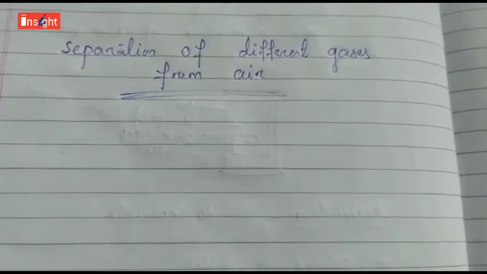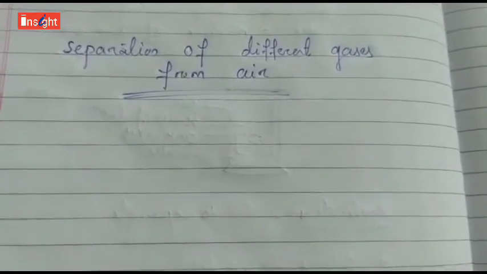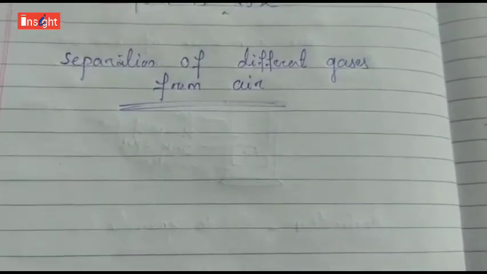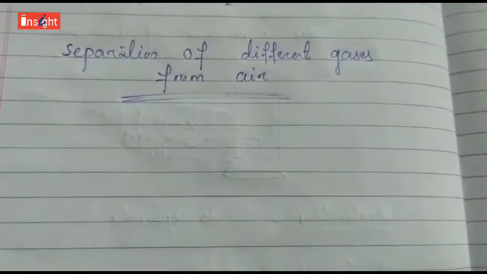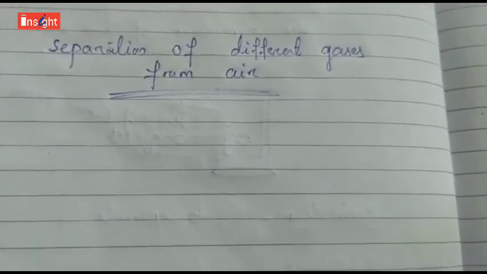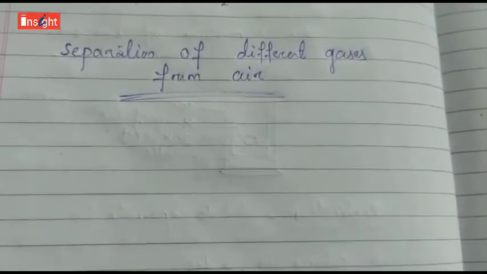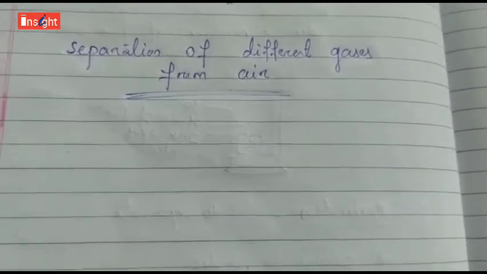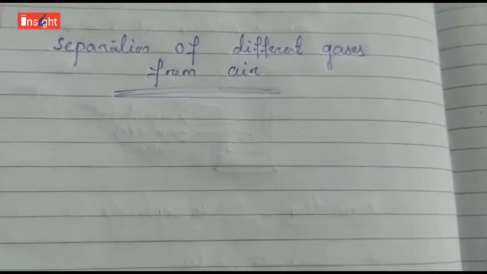Then we allow the liquid air to warm up slowly in the fractional distillation column, so that the gases get separated at different heights depending on their boiling points.